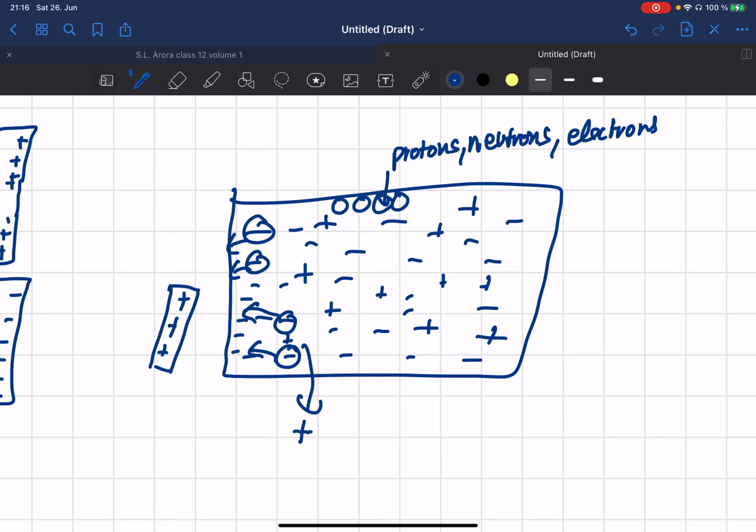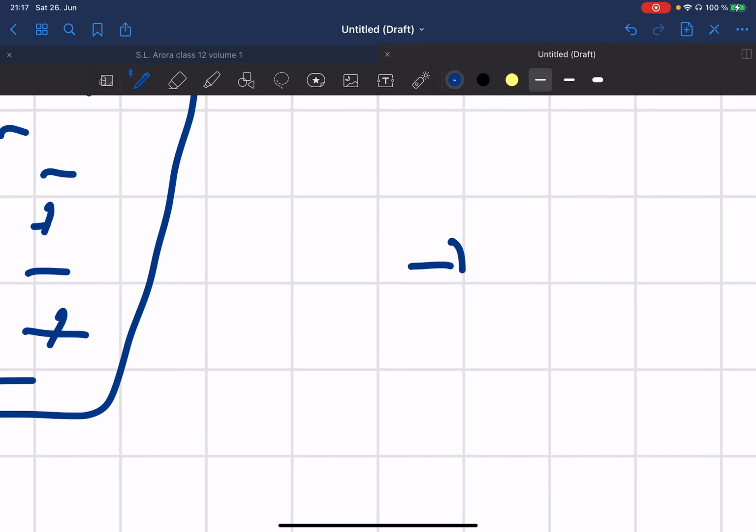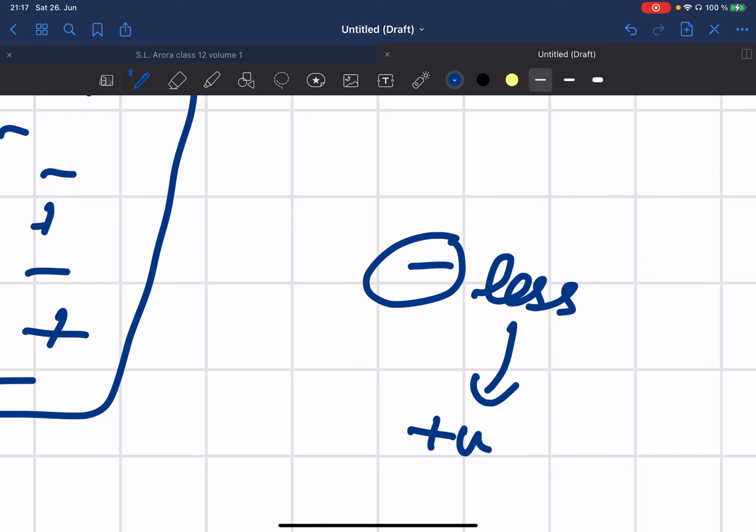There the quantity of negative charge will be less. And how do we represent the negative charge when it is less? We represent it by a positive charge.